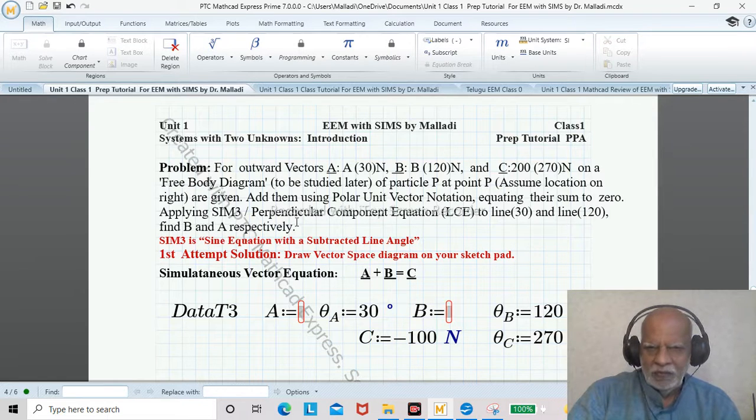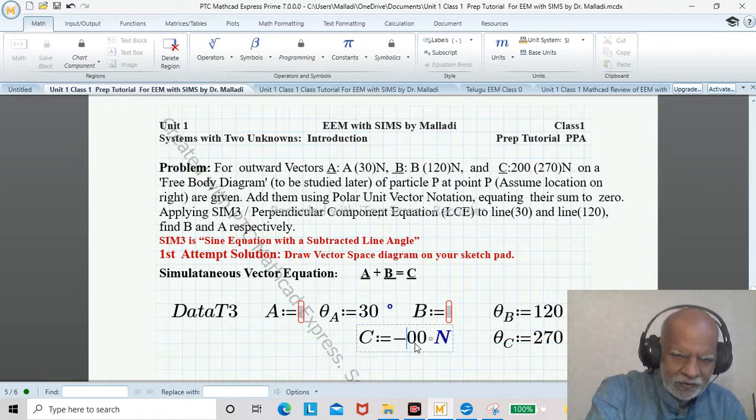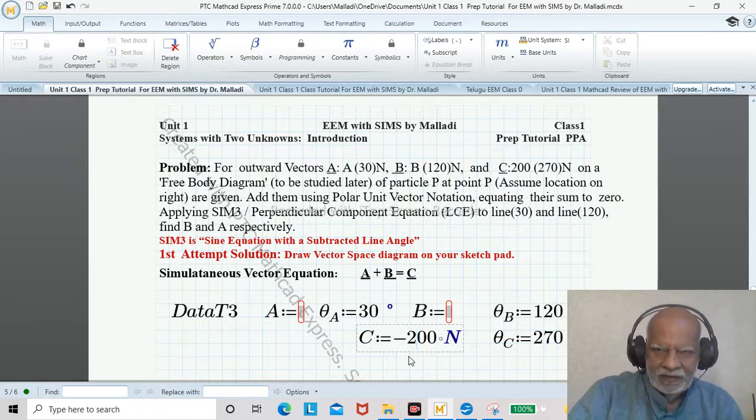We have done this kind of problem before, and we converted the equilibrium equation to a simultaneous vector equation by putting this vector to the other side. So the standard form of solution is A plus B is equal to C. A is equal to 30 here, B is equal to 120, and C is equal to 200.